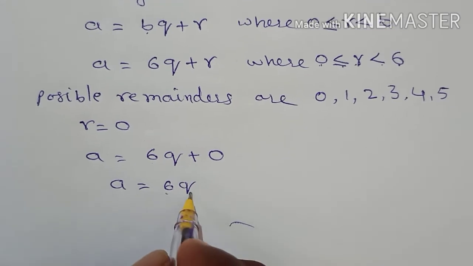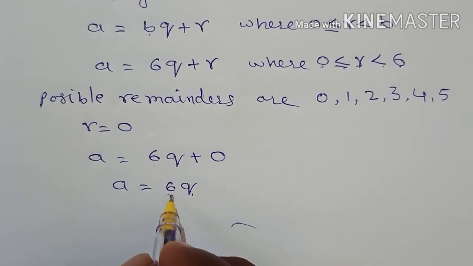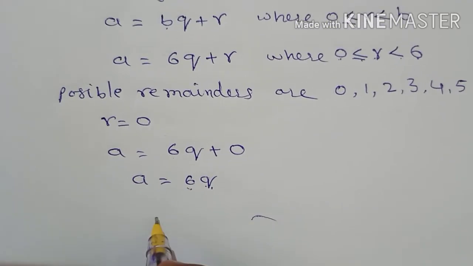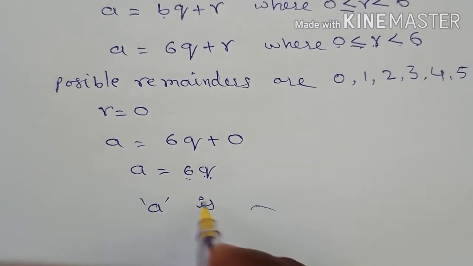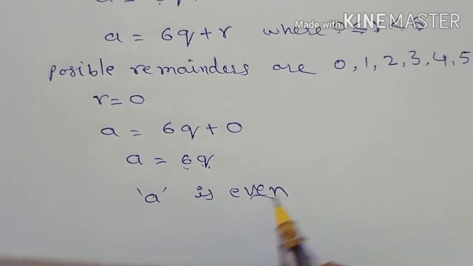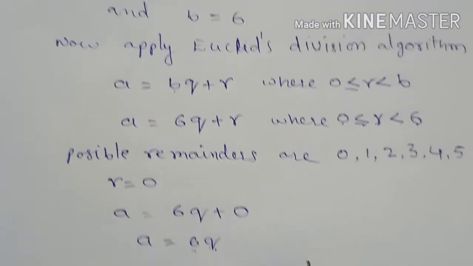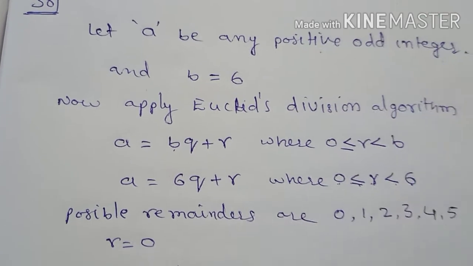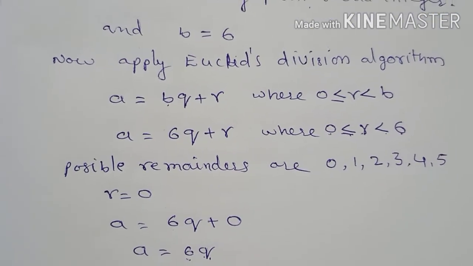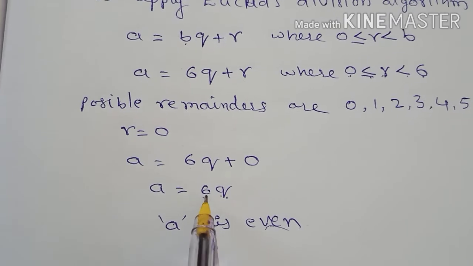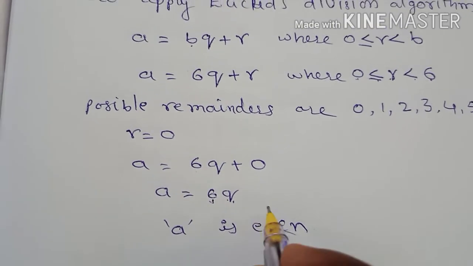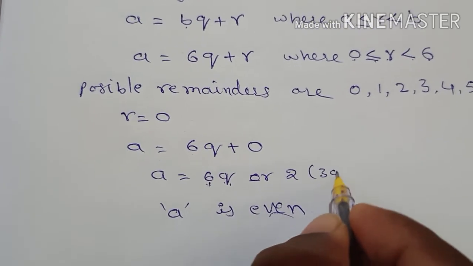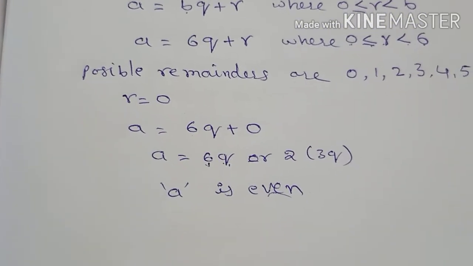Is it divisible by 2 or not? 6 is divisible by 2. Therefore, it is an even number. A is even, but we need a positive odd integer. It is not an odd integer because it is divisible by 2. Or we can write it as 2 into 3q. It is divisible by 2.